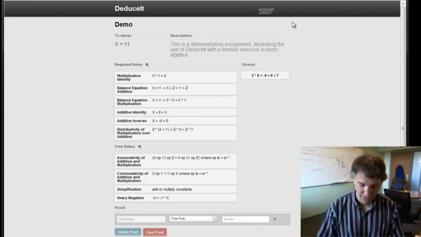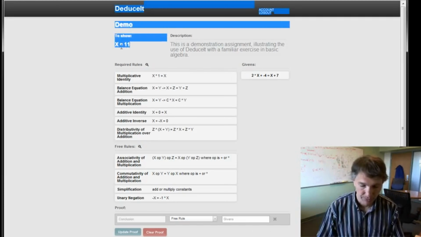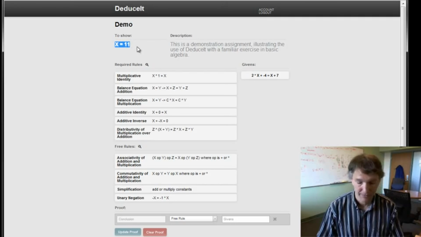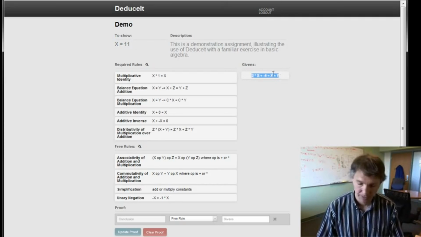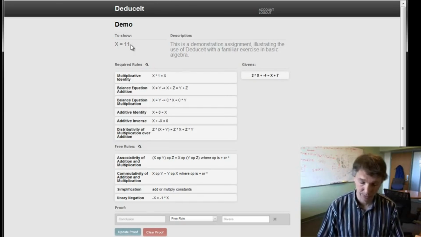So here is a little exercise in algebra, and our goal is to prove that x is equal to 11. That's what we're trying to accomplish. And where we start is with the equation 2 times x plus negative 4 is equal to x plus 7. In general, there could be more than one initial given assumption. In this particular exercise, there's just one. And we want to start with that equation, and we want to prove that x is equal to 11.